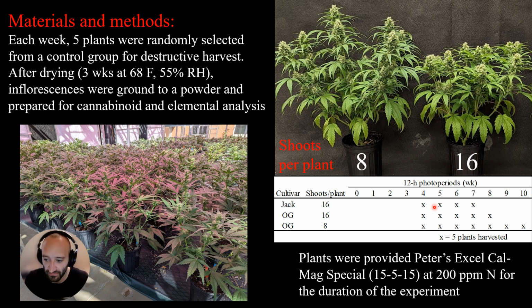And so again, starting on week 4, we would go in, harvest 5 random plants, and then go ahead and just randomize the remaining plants that were still in the greenhouse. And so for OG with 16 shoots, we harvested plants every week from week 4 through 8. And then on this experiment with 8 shoots per plant, we went from week 4 up to week 10. And each of these experiments was replicated twice.